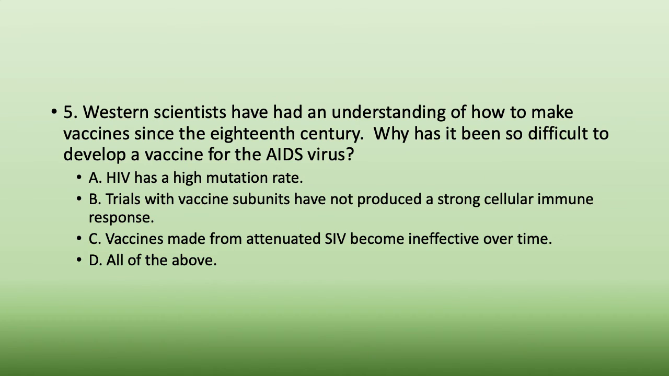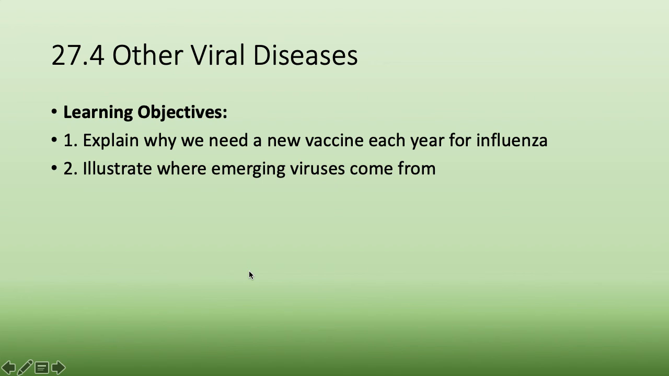And then, Western scientists have had an understanding of how to make vaccines since the 18th century. Why has it been so difficult to develop a vaccine for the AIDS virus? D, all of the above. High mutation rates, trials, yeah, you got it. Okay, I think I'll just stop here.